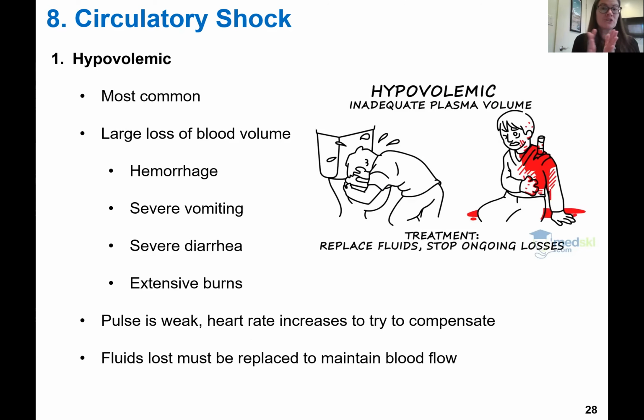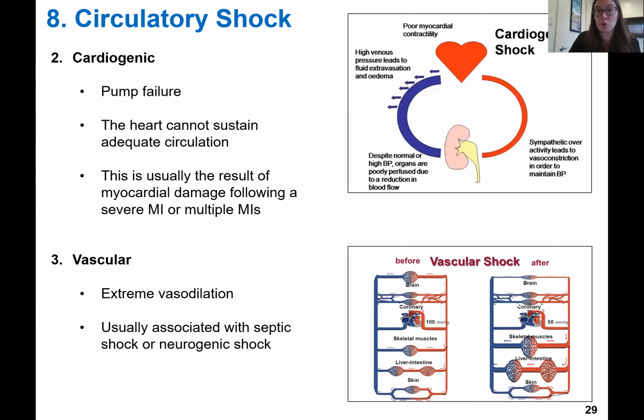So you compensate to try to keep the cardiac output the same by having a super fast but shallow heartbeat. It's shallow because we're not getting enough stretch. So Frank Starling is not giving us a very strong beat. So fast, shallow beating to try to compensate. And you have to replace those fluids fairly quickly to be able to maintain blood flow. Otherwise, cardiac output is going to decrease despite the heart's best efforts. So that's why people are going to be transfused in an emergency situation.